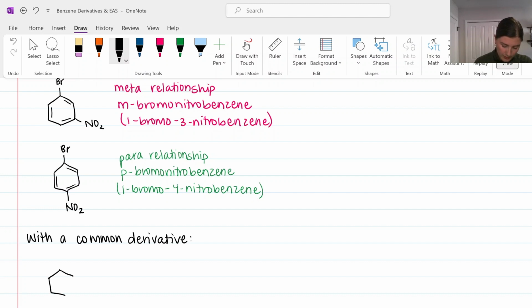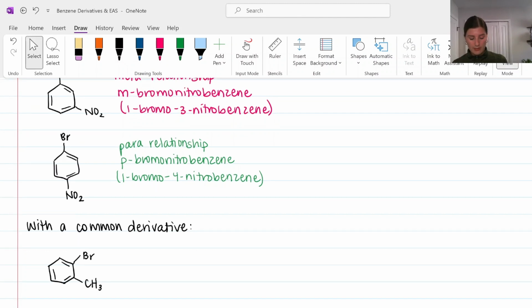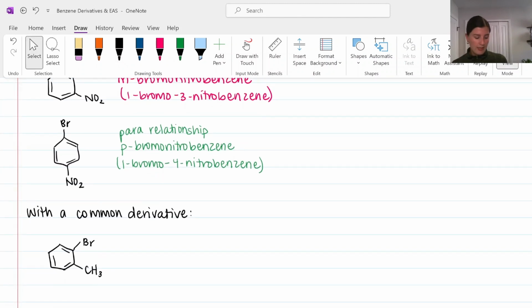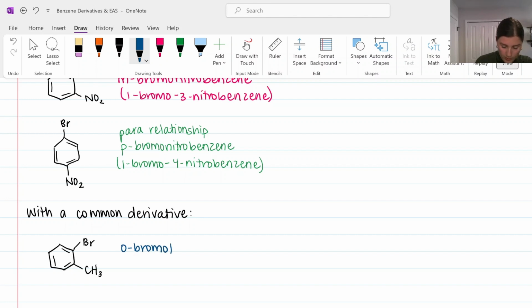Let's say we have a bromine and a CH3. These have the ortho relationship. They're on adjacent carbons. And we have the CH3 group, which is a toluene. So this is a toluene derivative. So we say we have ortho-bromotoluene. Or if you're using numbers, 2-bromotoluene.